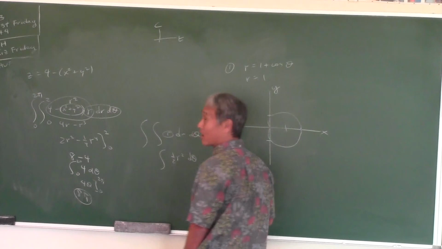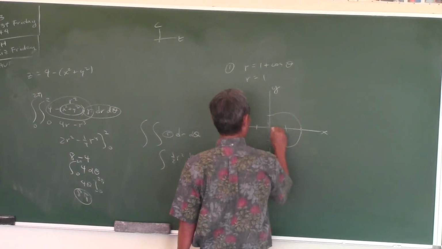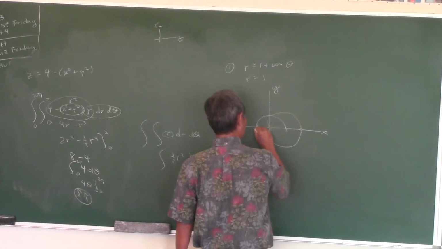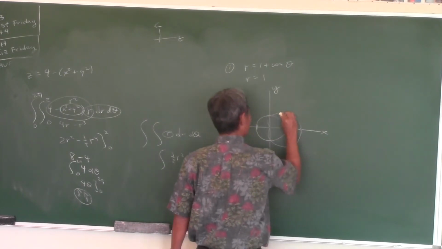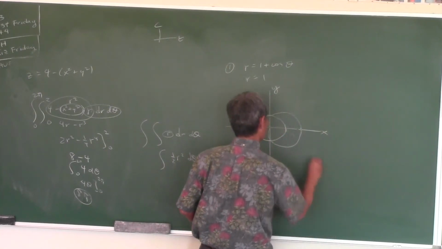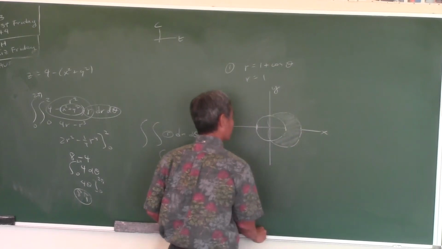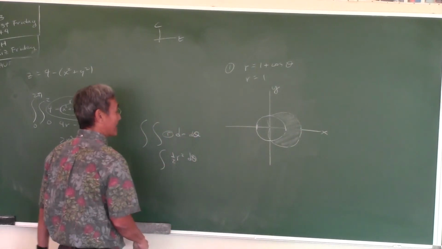So inside the cardioid, right? But outside the circle r equals 1. Like this. Oh gosh, that's terrible. This chalk is not good to shade in things. Okay, that's the region we want.